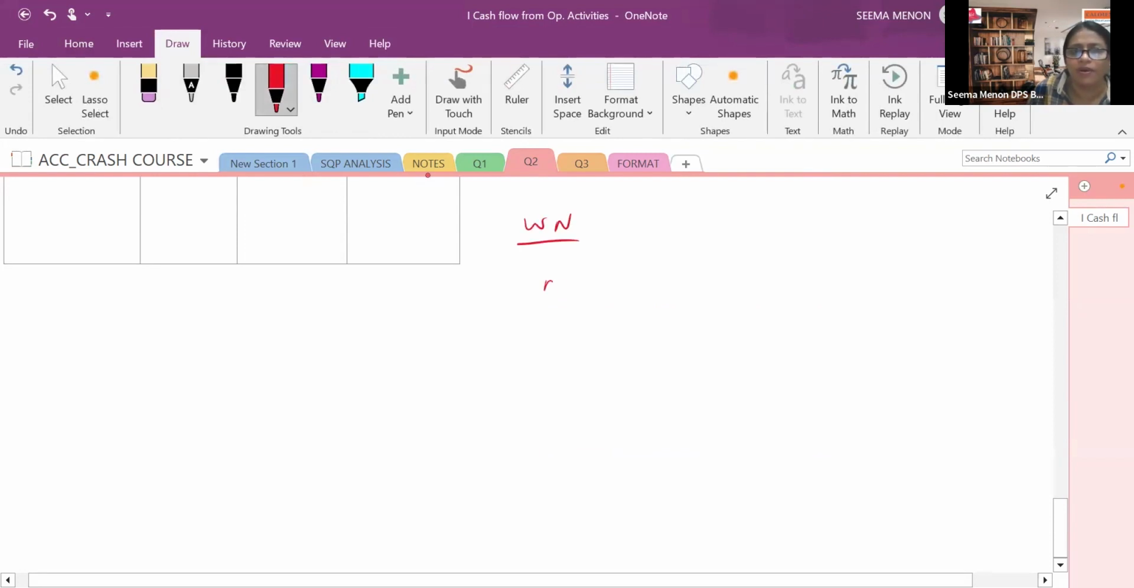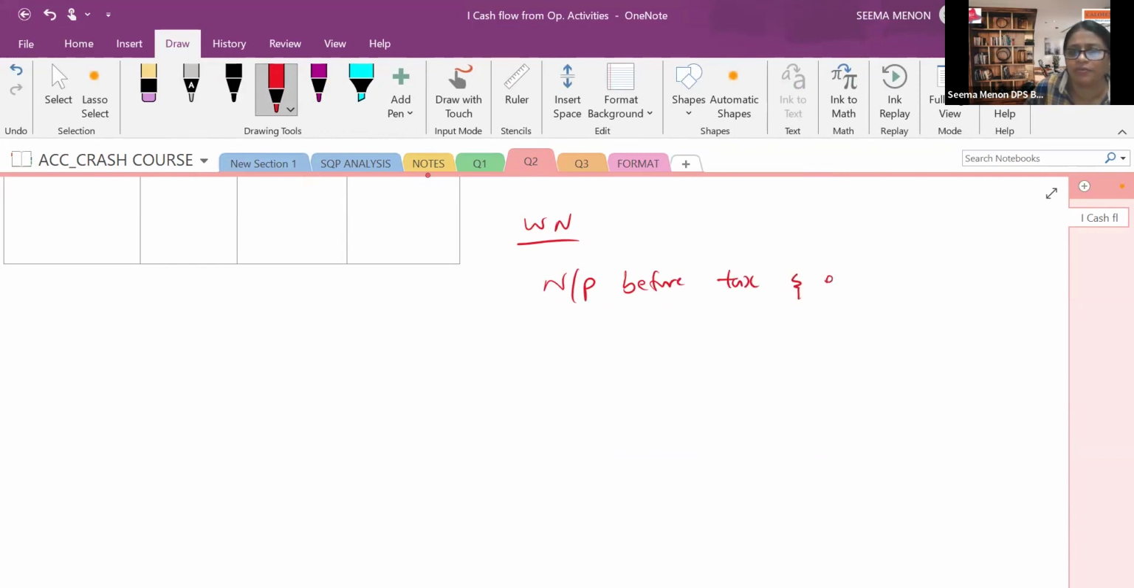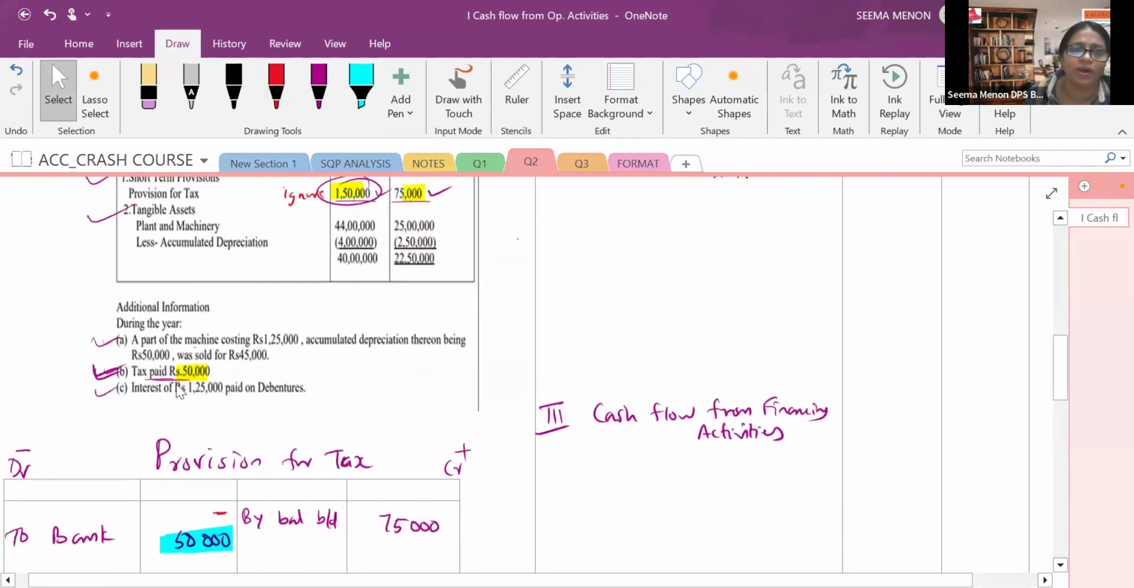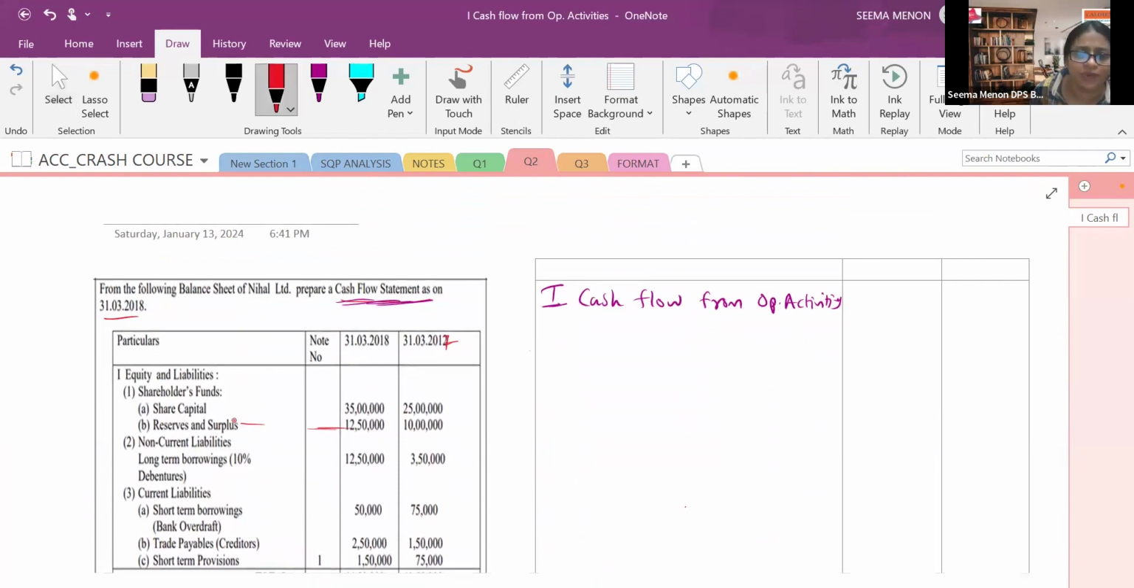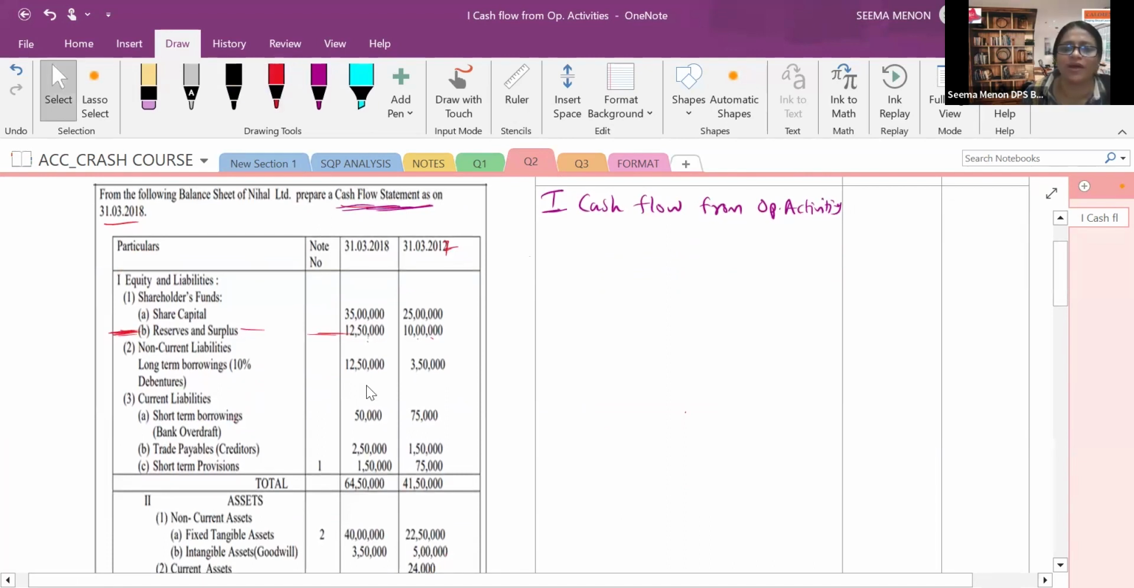Working note number 1, net profit before tax and extraordinary item. How will you find out the profit during the year? So definitely nothing is mentioned in the notes to account. Notes to account only has two items given, provision for tax and intangible asset. So where will you be going? You will have to go to the balance sheet and you will see reserves and surplus. Opening balance is 10 lakh and the closing balance is 12 lakh 50,000. So the difference amount is 2 lakh 50,000.